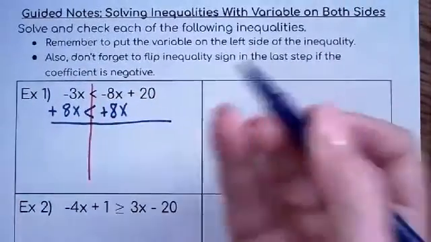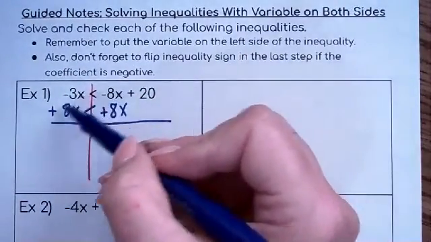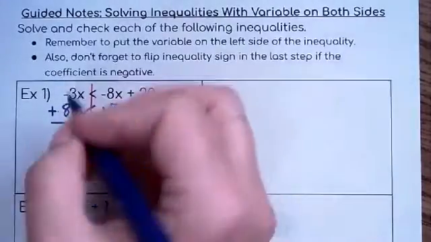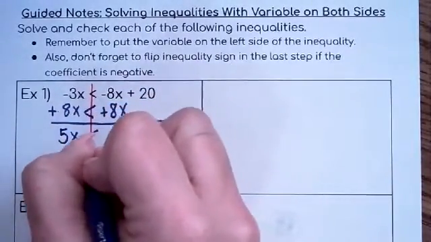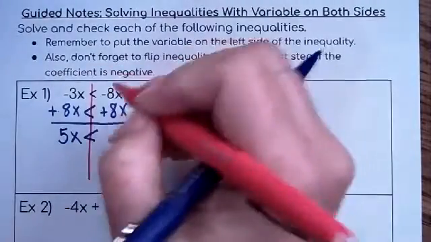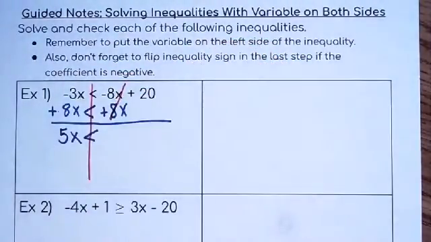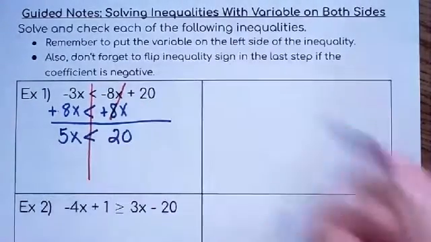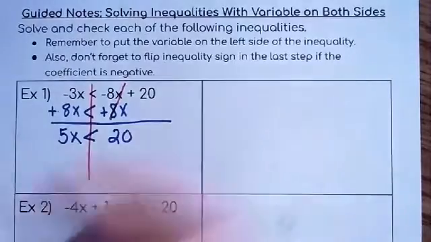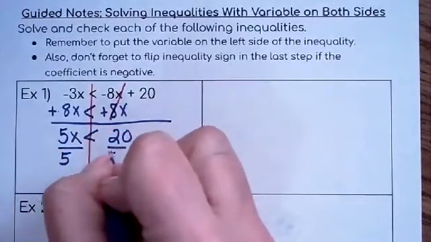Okay. Now, let's combine our terms. Negative 3x plus 8x, negative 3 plus 8 is a positive 5x, less than, we know these negative 8x plus 8x, they're opposites, so they zero themselves off, just like that. And then I bring down my 20. Okay, so I only got one thing left to do, and that is to divide both sides by the 5.